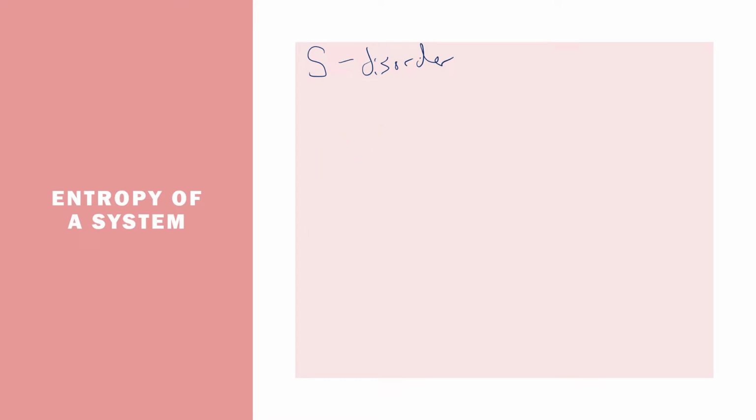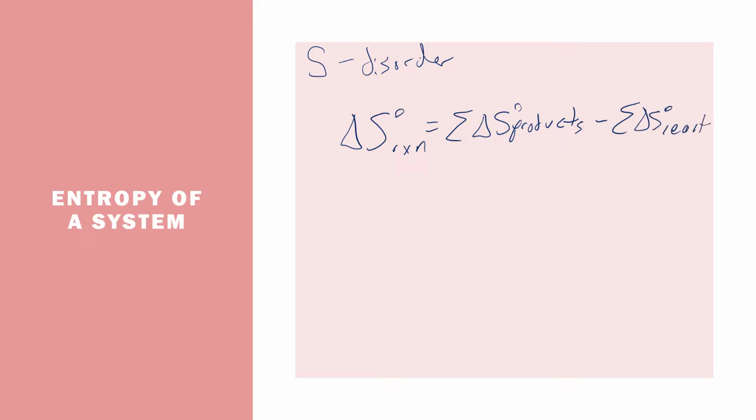Okay. So the equation that we need to find the entropy change in a given process is that we have delta S of the reaction or the process is equal to the sum of the entropies of the products minus the sum of the entropies of the reactants.